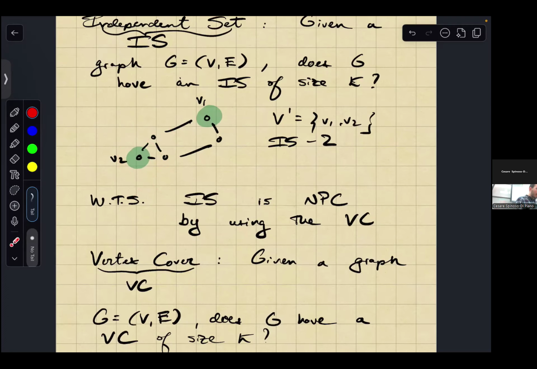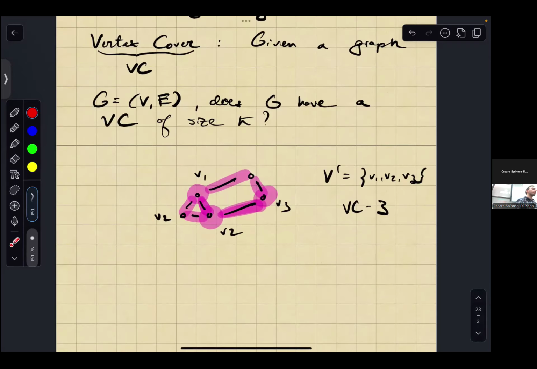And here I of course can't pick both, right? Because then I would be connected. So then I can't have an independent set of size 3, for instance. It has to be at most 2. Of course, you can also always have the trivial independent set of a single vertex. And here you can also always have the trivial vertex cover of all the vertices. But the reason why the problem is difficult is because it's for a particular K where K is not 0 or all of the vertices.